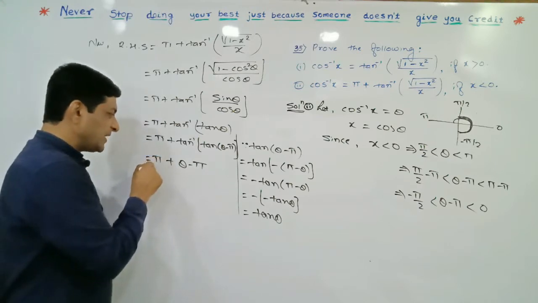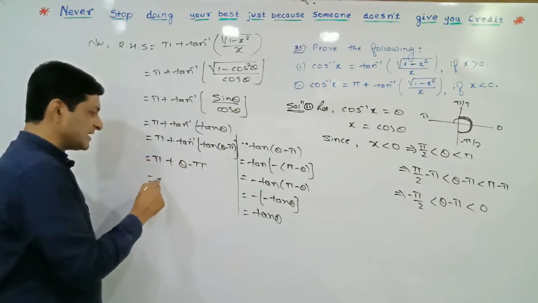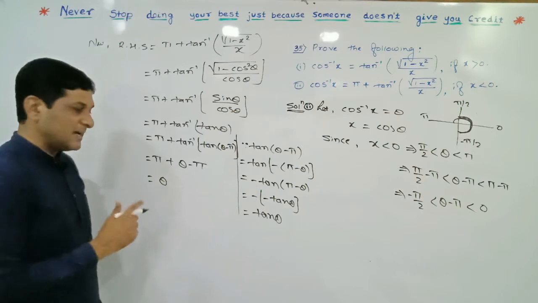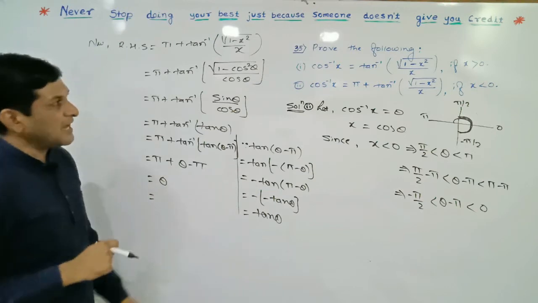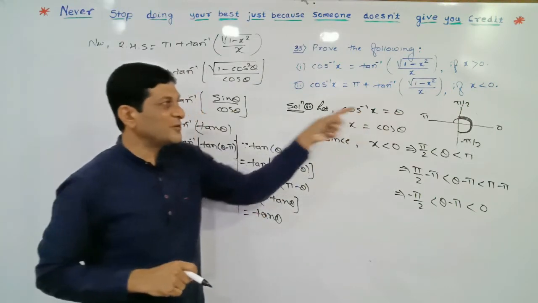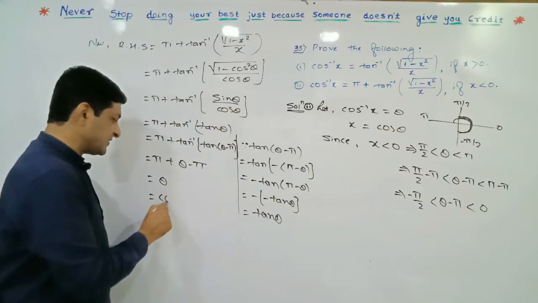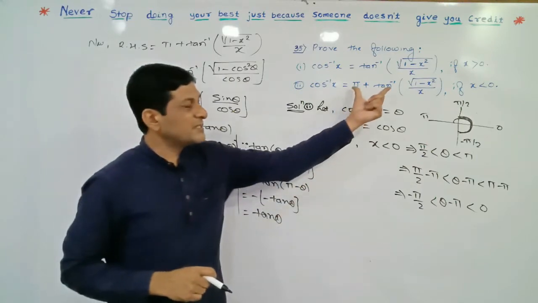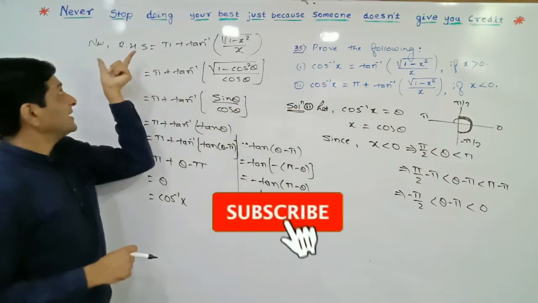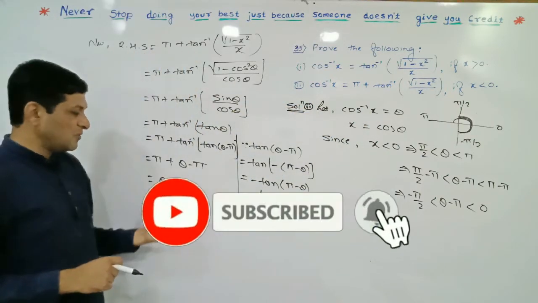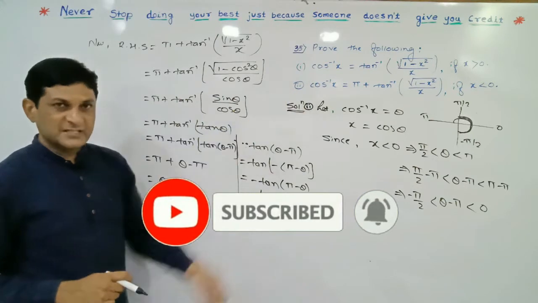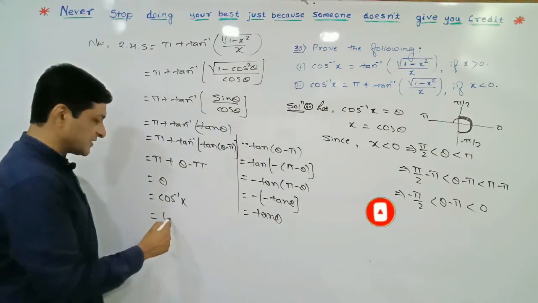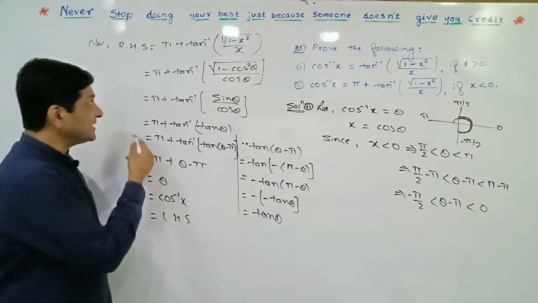So now here plus pi and minus pi will get cancelled. What result are we getting? Theta. And now I am replacing theta by its value. Theta is equal to what? Cos inverse of x. So replace theta by cos inverse of x, and by considering this right hand side, we have got the value of the left hand side, which is equal to cos inverse of x. So we can say that left hand side is equal to right hand side.